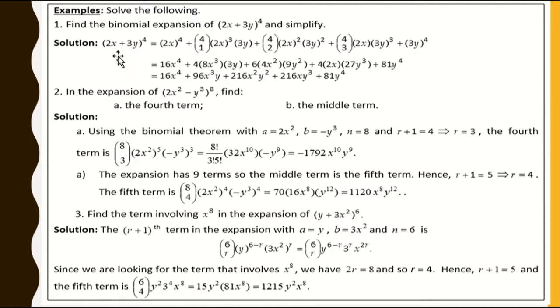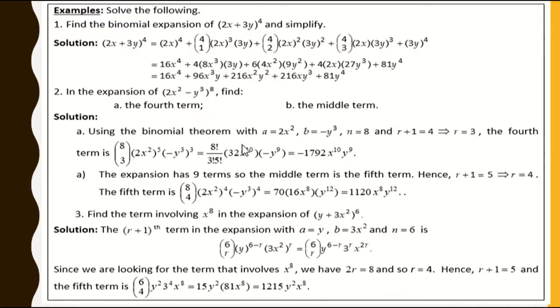Given this example. Okay, second example. In the expansion of (2x squared minus y cubed) to the power of 8, find the fourth term and the middle term. Okay, so this time, given this, we will find only the fourth term and the middle term. Okay, solution. Using the binomial theorem, we use the binomial theorem in expanding this one.